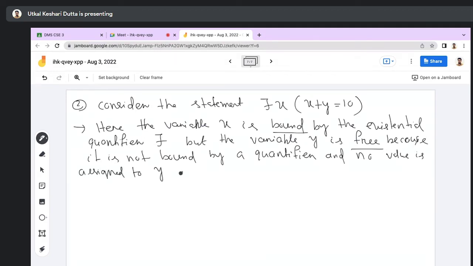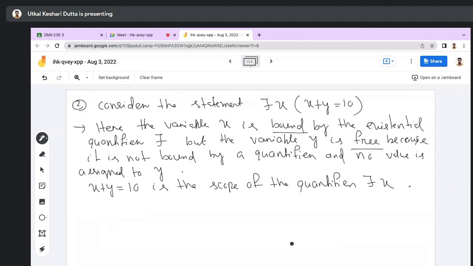to y. Then what is the scope of the quantifier? x plus y is equal to 10 is the scope of the quantifier there exists x. Okay.